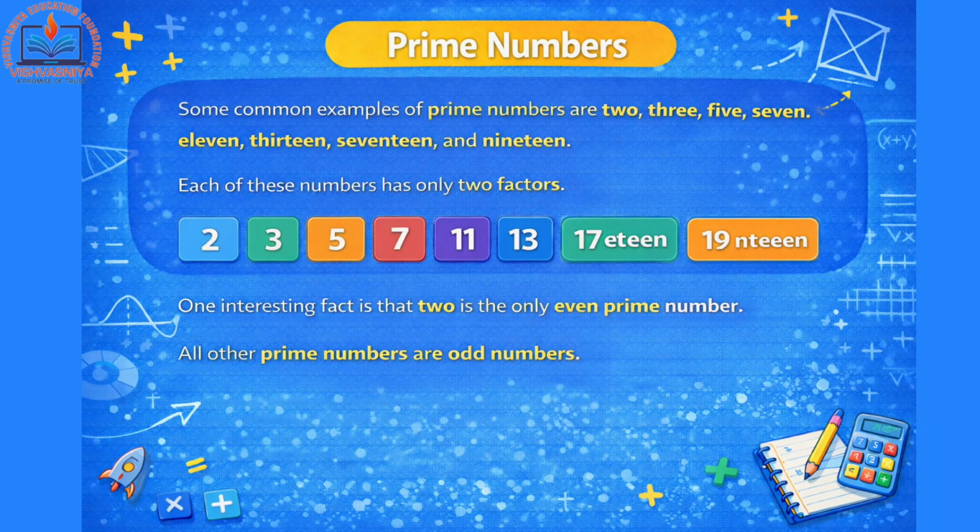Some common examples of prime numbers are 2, 3, 5, 7, 11, 13, 17, and 19. Each of these numbers has only two factors. One interesting fact is that 2 is the only even prime number. All other prime numbers are odd numbers.